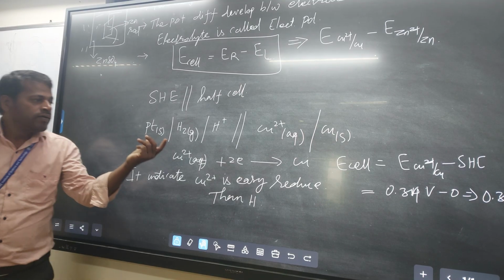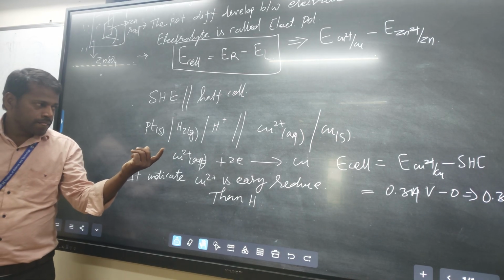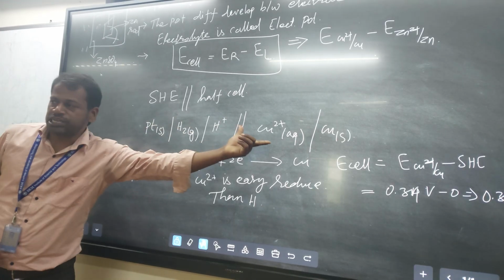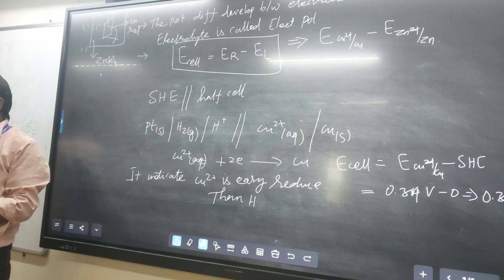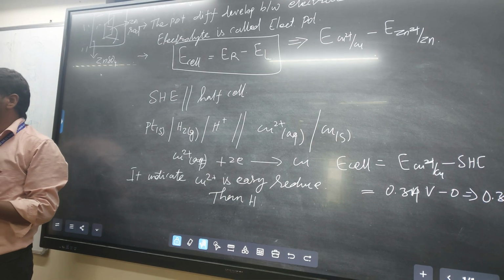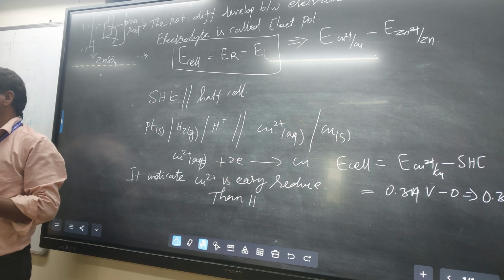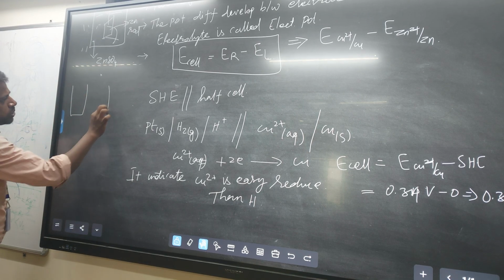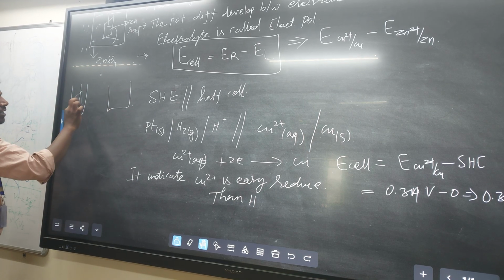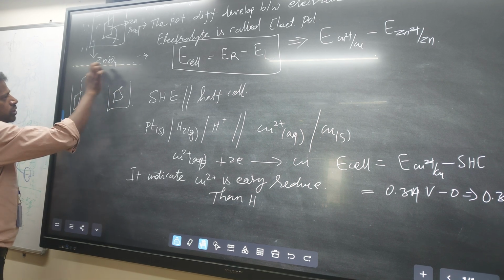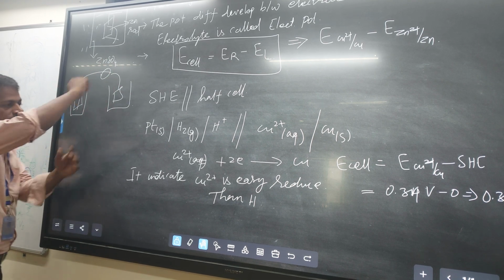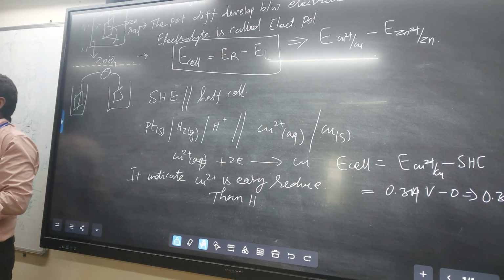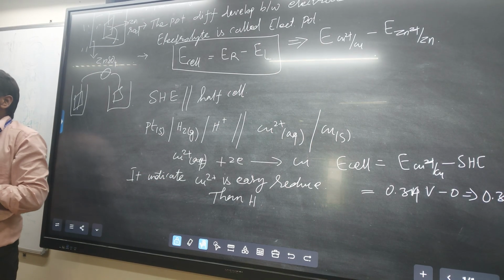So here, this is a cell representation. You know the cell representation. We should not always draw the cell setup, in the beaker, with the anode here and the cathode here. We should not always draw like this. Instead of that, we can write the cell representation. The cell representation exactly matches your cell setup.